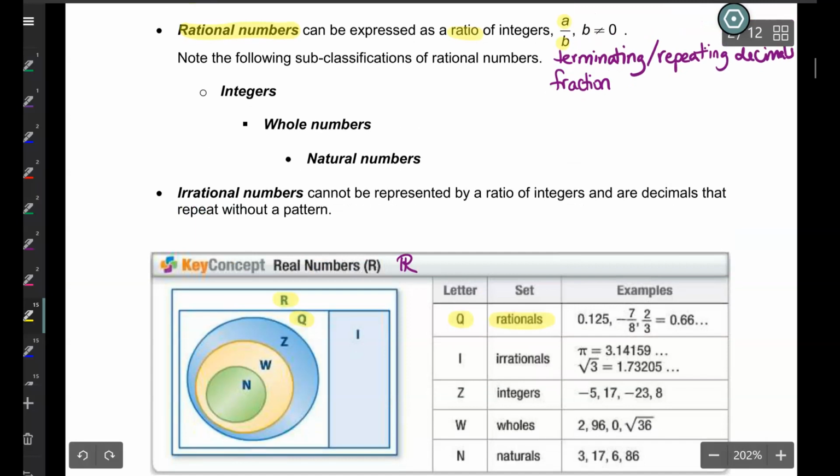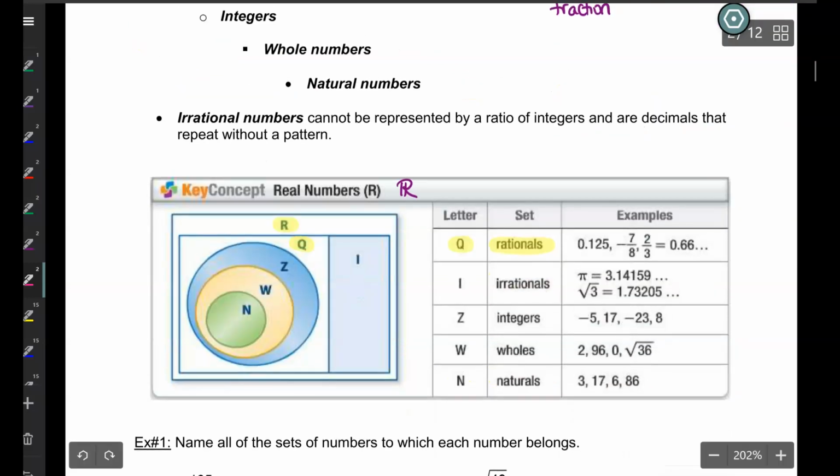Now remember, you see how this diagram is? The real numbers is the big box, and then they get smaller and smaller. These are subcategories. Over here, on the right side, these are irrational numbers.